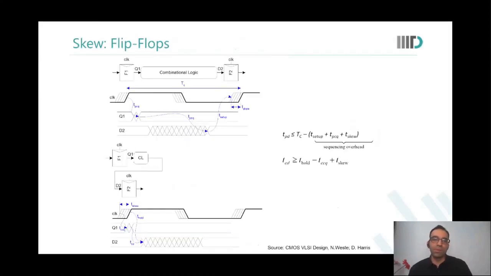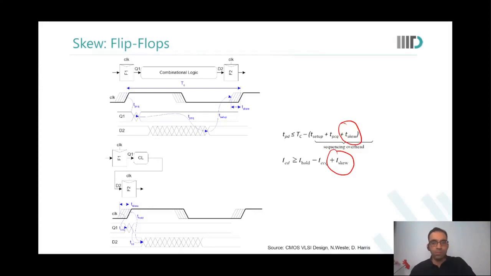So now let's look at skew. What happens when skew is added? Flip-flops we've already done. So skew gets added as overhead there. Simple. For hold time, again, you will have to assume that skew is to be taken care of in the contamination delay.